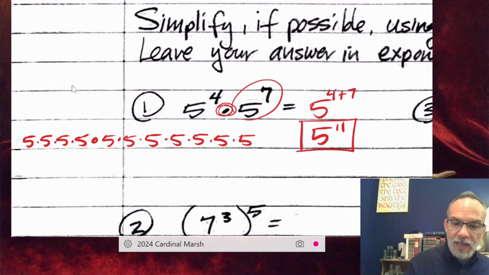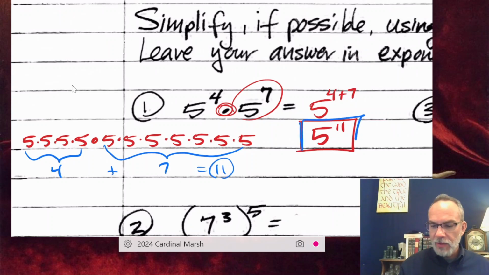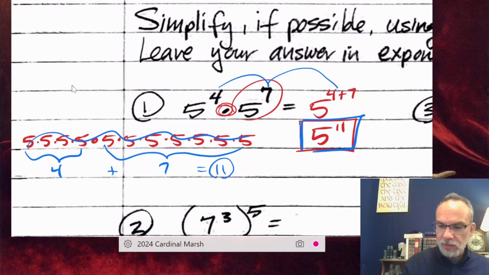Do you see that I have 4 of them right there, plus 7 more? And so when I add them total, I've got 11 all together. There we go, 5 to the 11th. It's kind of neat, huh? I really don't want you to have to do all of this. I want you to just be able to use the exponent rules. What do you do with your 4 and your 7 to get the answer? You add them together. Okay.